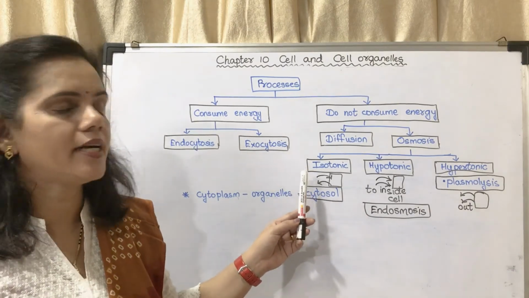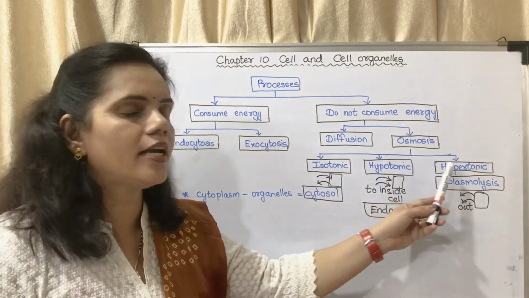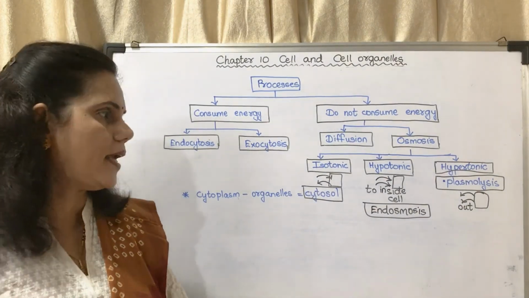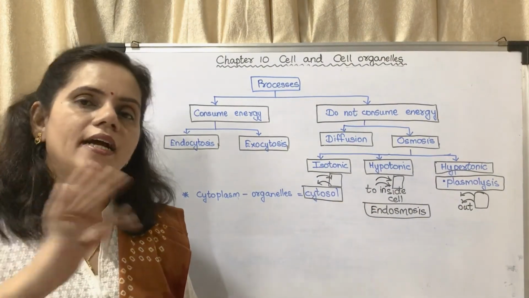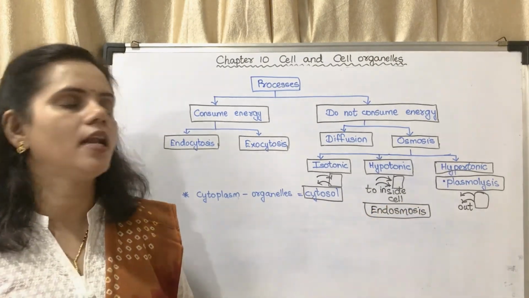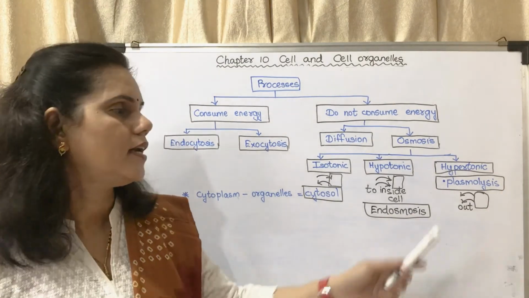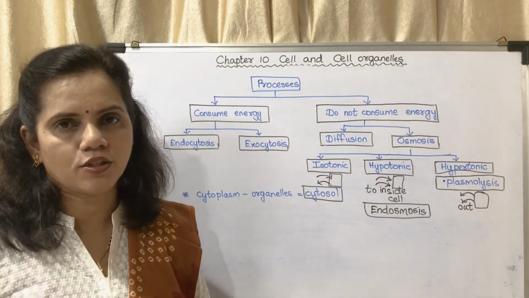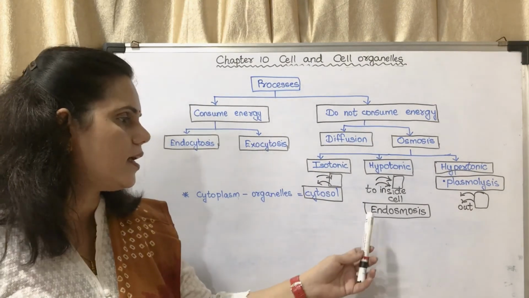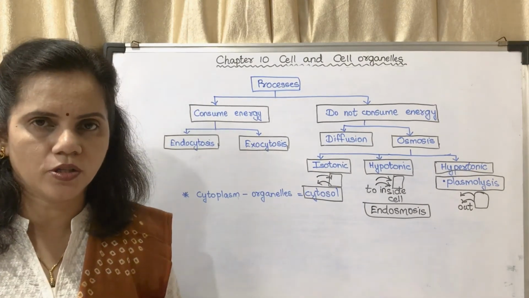There are three possibilities: isotonic, hypotonic, hypertonic. Isotonic, in and out, it is the same. Hypotonic, the water enters into the cell. Hypertonic, water comes out of the cell, due to which the cell shrinks. That process is called plasmolysis. And the process of water molecules entering into the cell is called endosmosis.